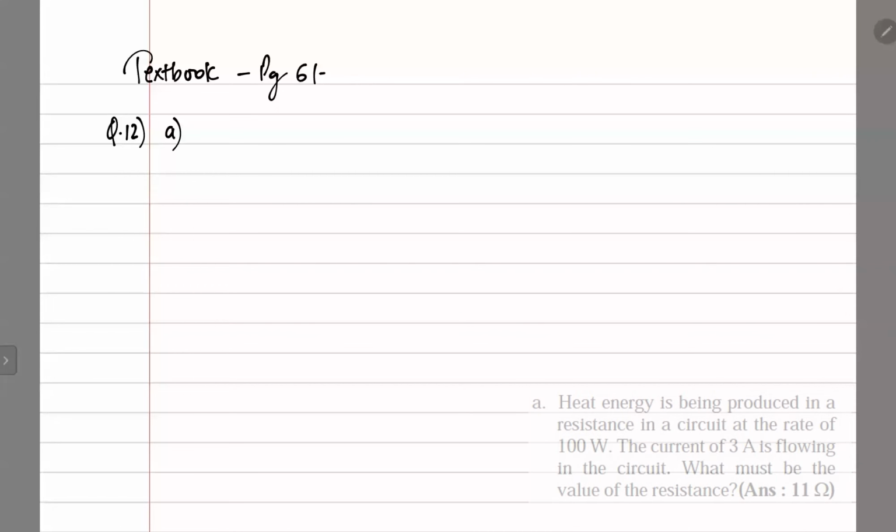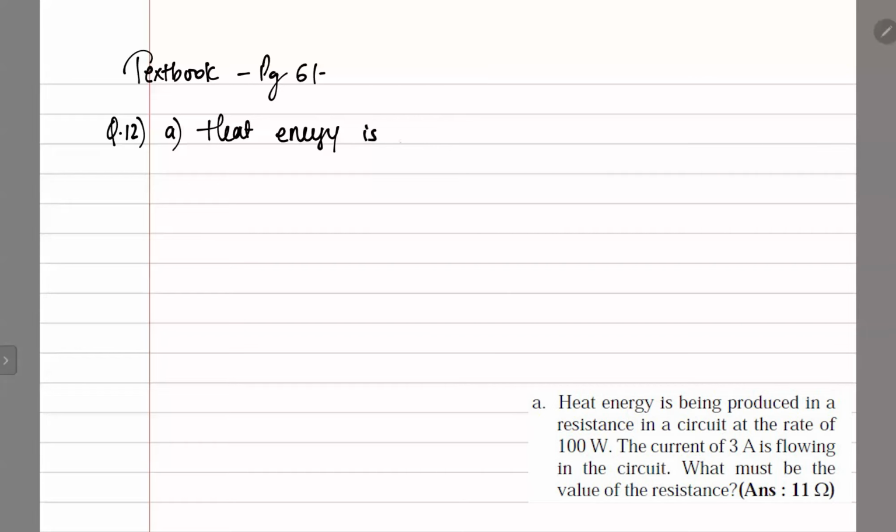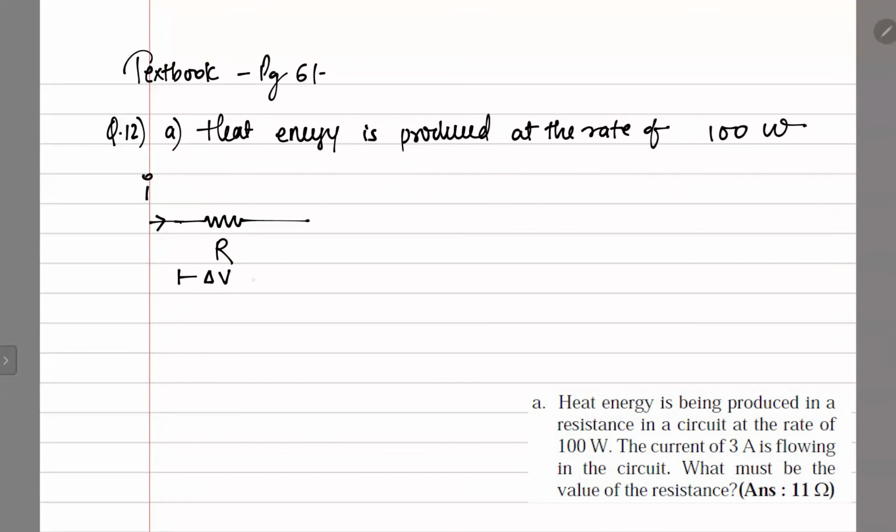The question says heat energy is being produced in a resistance at the rate of 100 watt. इसका मतलब क्या है? That there is a resistance R जिसके थ्रू करंट शायद I जा रहा होगा, उसके अक्रॉस पोटेंशियल डिफरेंस डेल्टा V होगा एंड इसमें से हीट डिसिपेट हो रहा है, इसमें से हीट बाहर निकल रहा है. और वो हीट बाहर कैसे निकल रहा है? द पावर इज गिवन एज 100 वॉट. क्या इतना सबको समझ में आ गया?